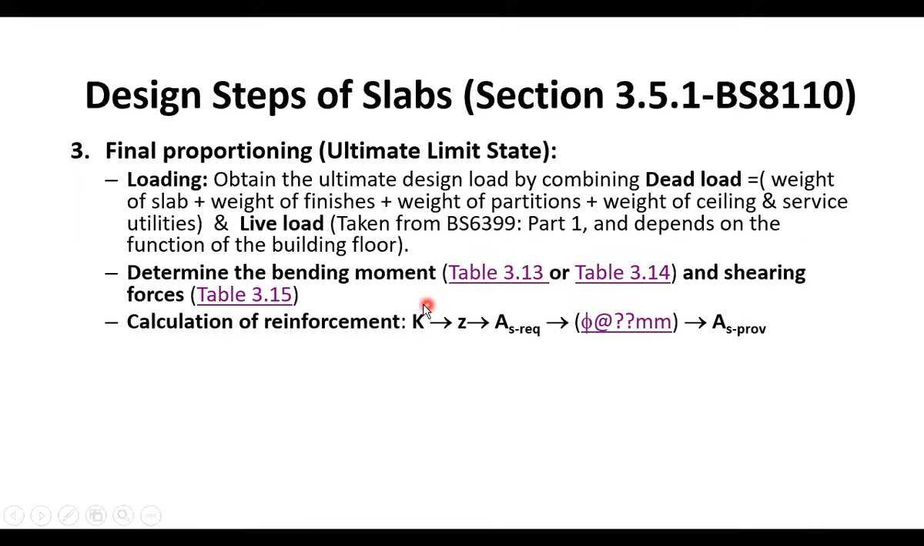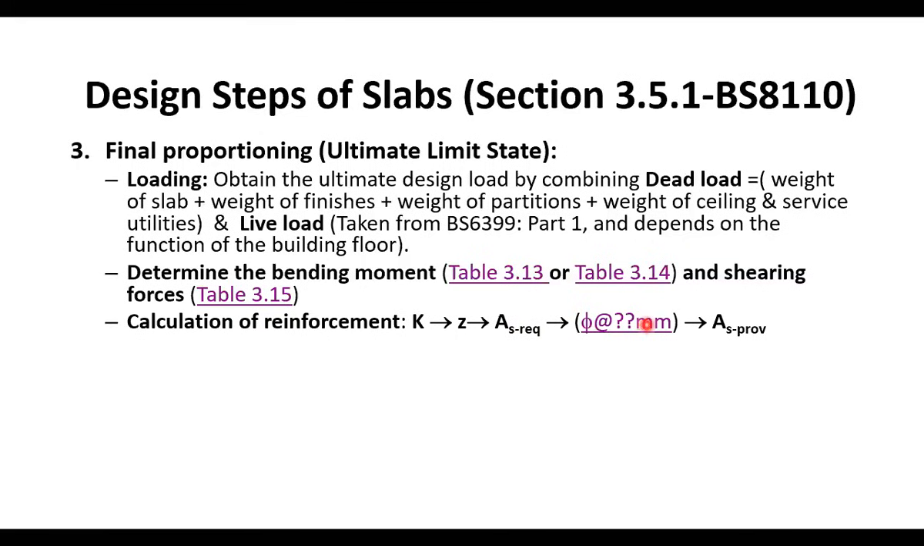As usual, we calculate the K, which is equal to M ultimate divided by fcu b d square. Once you calculate the K, calculate the Z, and just keep in mind that the Z will not be taken as greater than 0.95d. If it is greater than 0.95d, just take it as 0.95d. Then we calculate As required, which is the M ultimate divided by 0.95 fy times Z. Once you have the As required, you will be able to choose the diameter and the spacing.